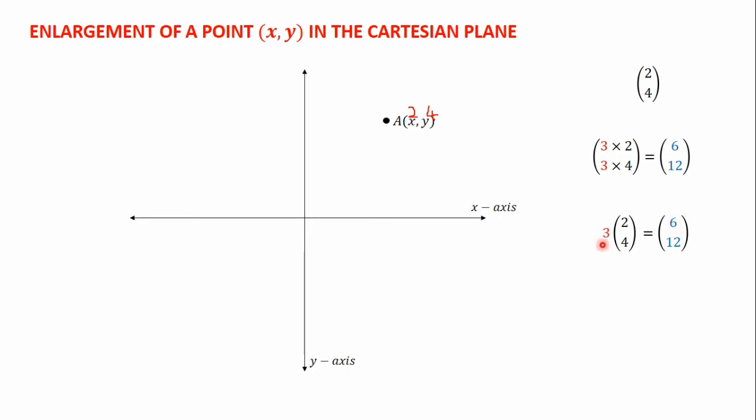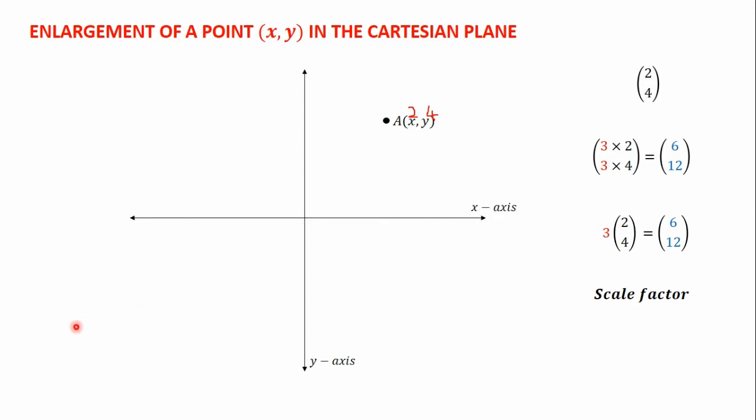The constant used to multiply the point to get the image is called the scale factor. So here, the constant 3 that was used to multiply the point 2, 4 to get the image 6, 12 is called the scale factor. The scale factor is the constant used to multiply the point to get the image. Now, this scale factor can be a positive number and it can be a negative number. It can be a fraction and it can also be a whole number.